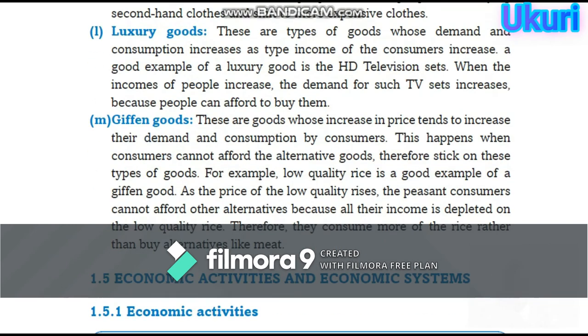So, luxury goods, these are types of goods whose demand and consumption increases as the income of consumers increases. And a good example of luxury goods is HD television sets. These are types of goods whose demand and consumption increases as the income of consumers increases.